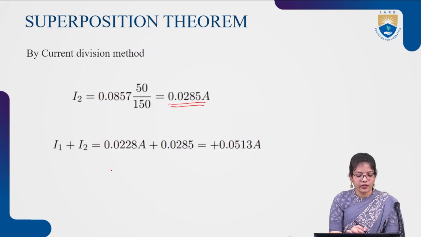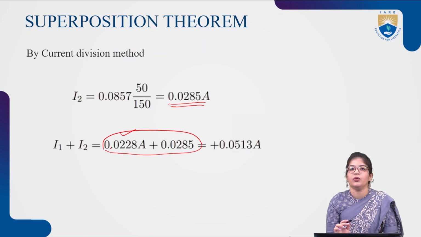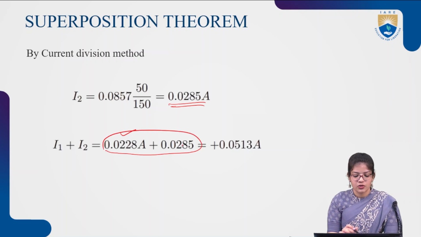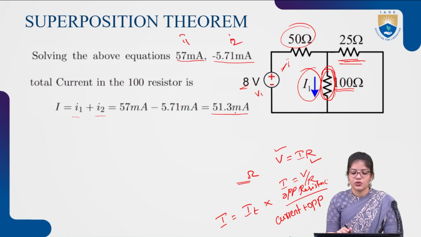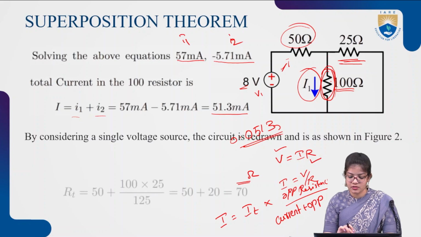0.0285. So already we got the value of I1 as 0.0228 amperes and the I2 value will be 0.0285 amperes. If we add these two values, it should be equal to the first step value. If we add these two values, it will be 0.0513 amperes. If we move to the first step, this is in milliamperes. If we convert this into amperes, it is 0.00513. So this is the value we are getting after solving those two steps.